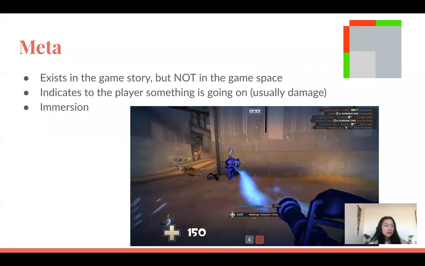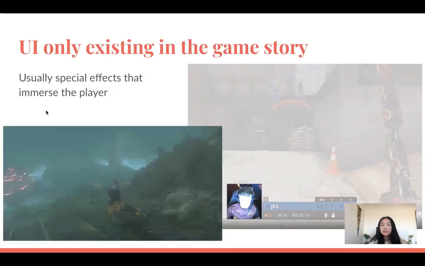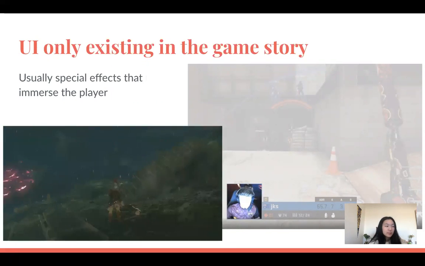And the last quadrant that we have is meta. So these components exist in the game story, but not in the game space. And so these usually indicate to the player that something is going on, and this is very usually damage, and it's mainly used for immersion. And these are a little bit harder to define, but here are some more examples of UI only existing in the game story. So again, usually these are special effects that immerse the player.